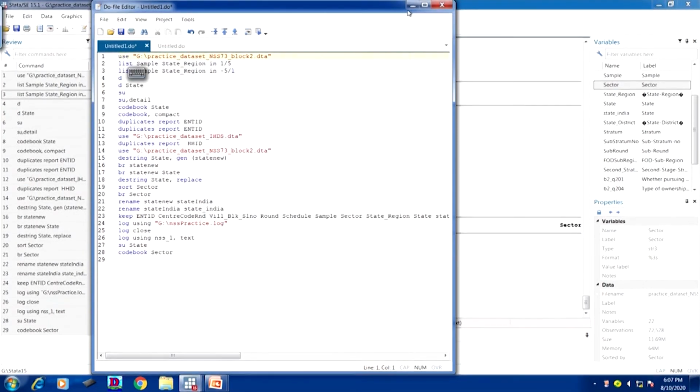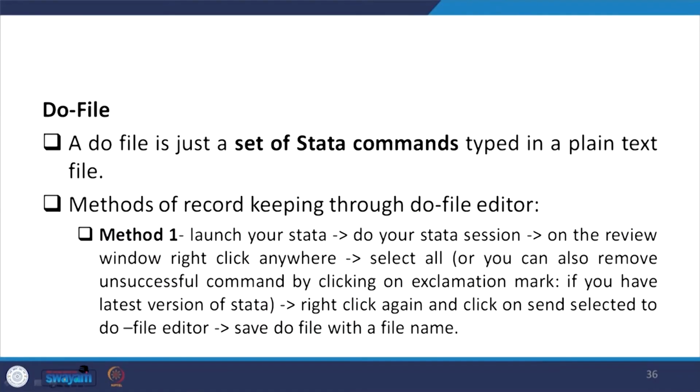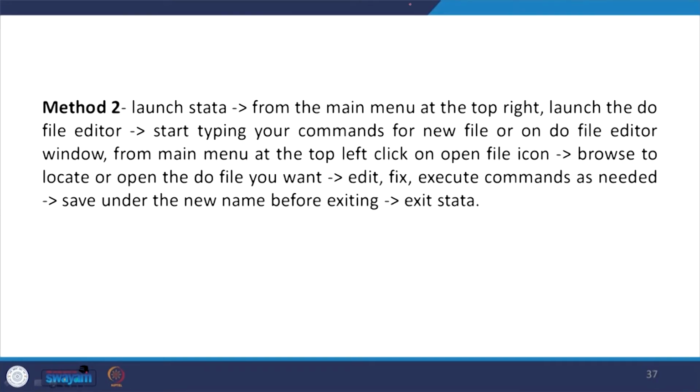Now let me proceed further. Like this is one approach that we have guided. Another approach is from the main menu at the top right, launch the do file editor, start typing your command. The way I have shown you, we can type our command for new files or in the do file editor window. From the main menu at the top left, click on the file icon, browse to locate, and OK. Like what I have just shown you.